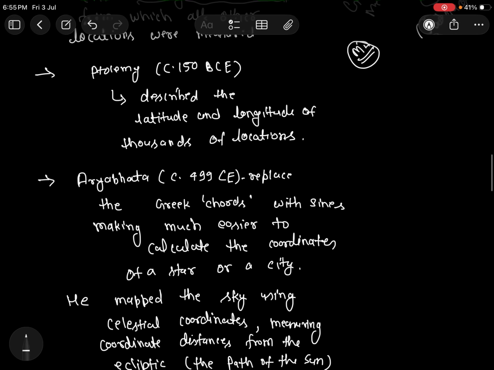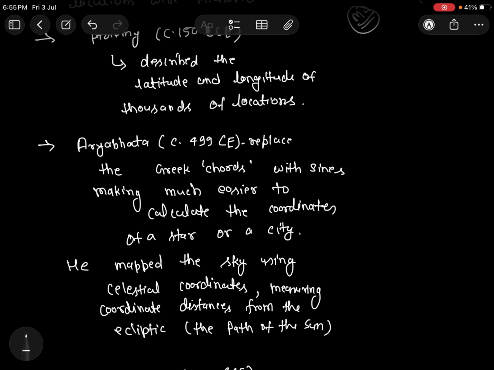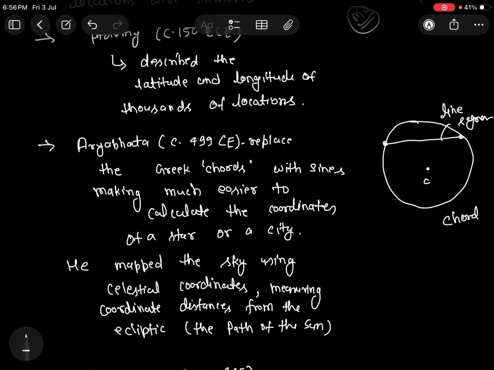Now come to Aryabhat's major development. What he did was replace the chord with the sine, making it much easier to calculate the coordinates of a star or a city. What is a chord? There is a circle, and there are 2 points on the circle. If you join these 2 points, this line segment is known as the chord. For the measurement of the chord, let's say this is the center of the circle. He replaced this chord with the sine.